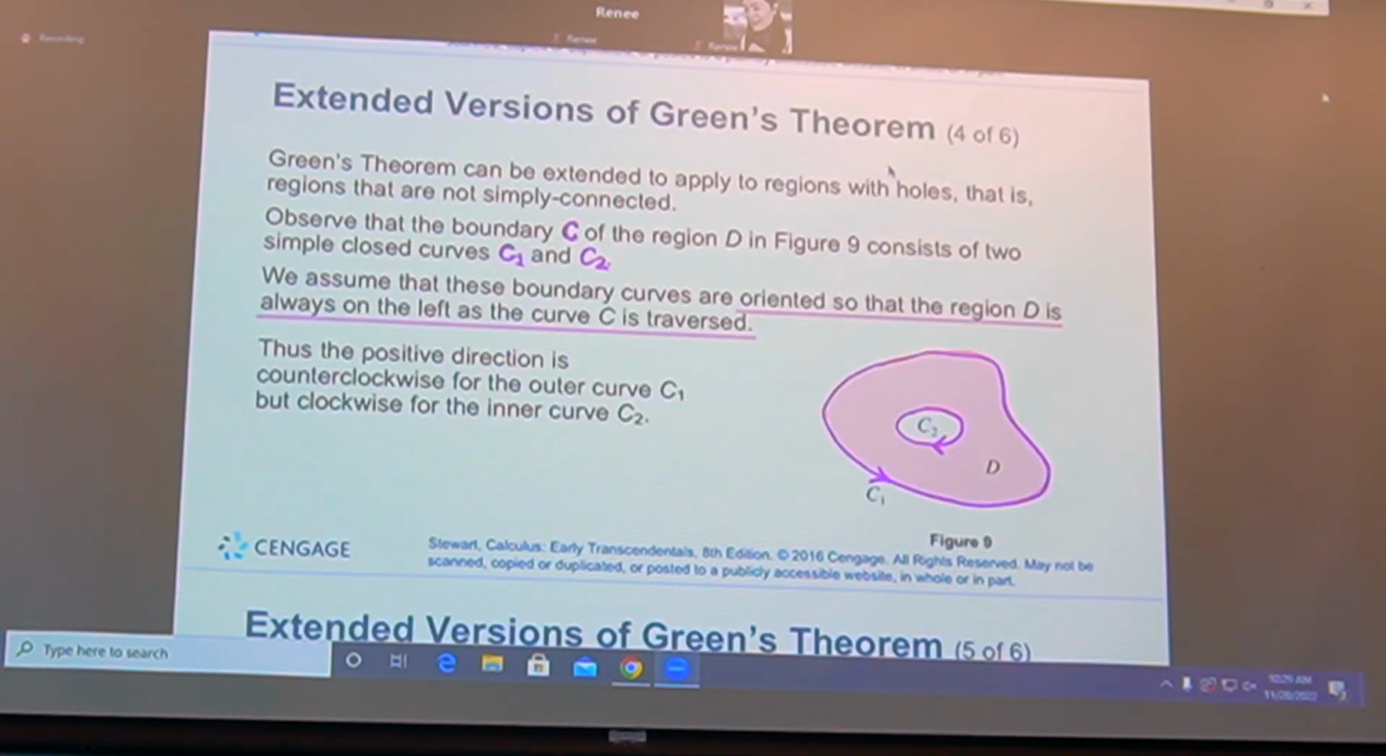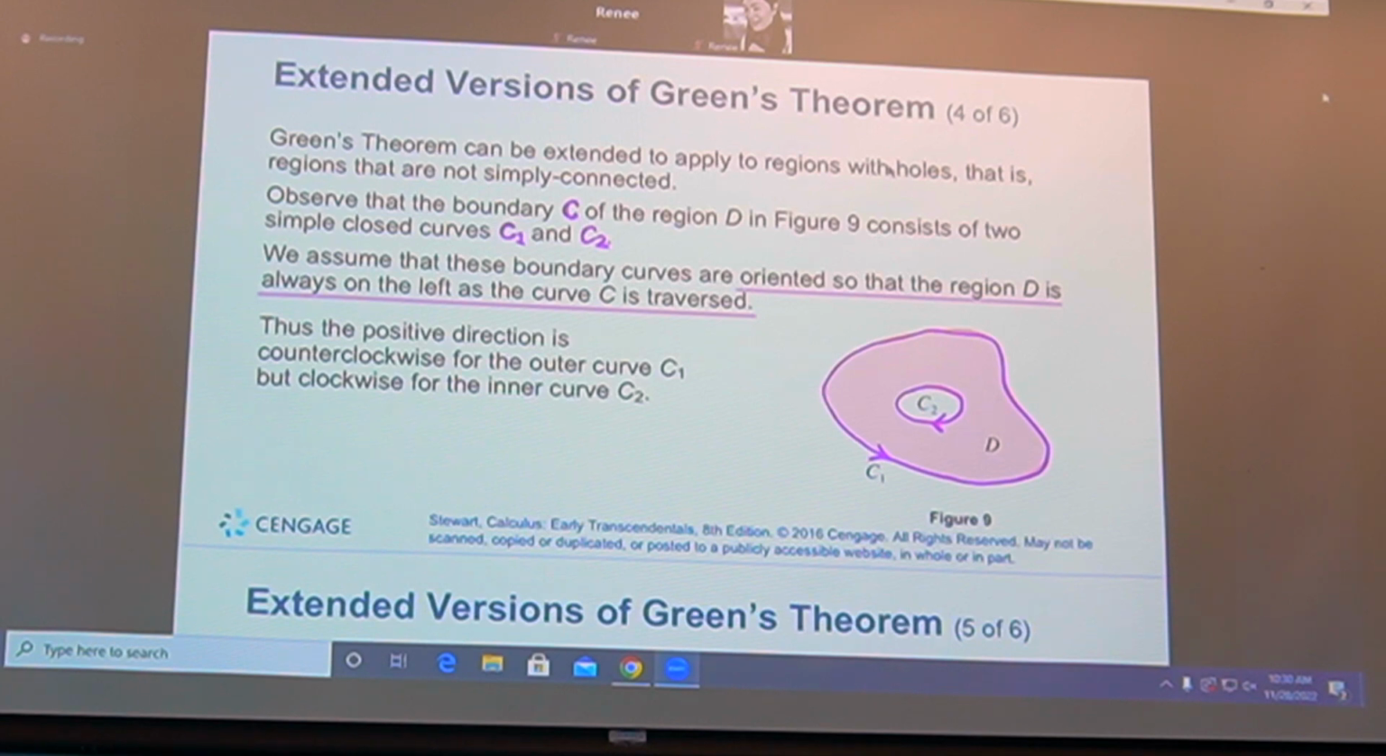Question? We can actually extend Green's theorem to regions that have holes, right? This is a region that has a hole right here. Last time we talked about it, certainly it's not a simple region, because you see the horizontal and vertical lines over here intersect in two separate pieces. So how can we do this?